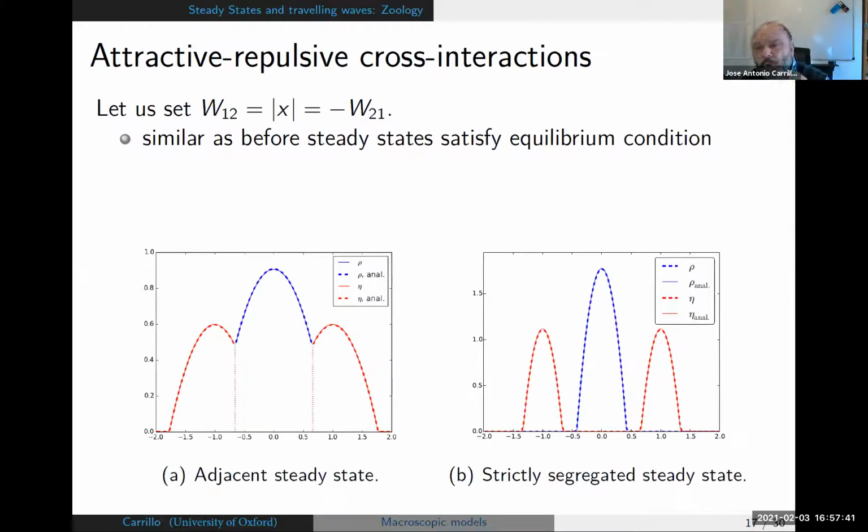And let's go to the case of attractive-repulsive interactions, when one of them is attracting. In that case, the interesting feature that happens is that you can get completely segregated stationary states like here, or segregated states that are adjacent. So at the boundary, you have these sharp boundaries, these sharp interfaces.